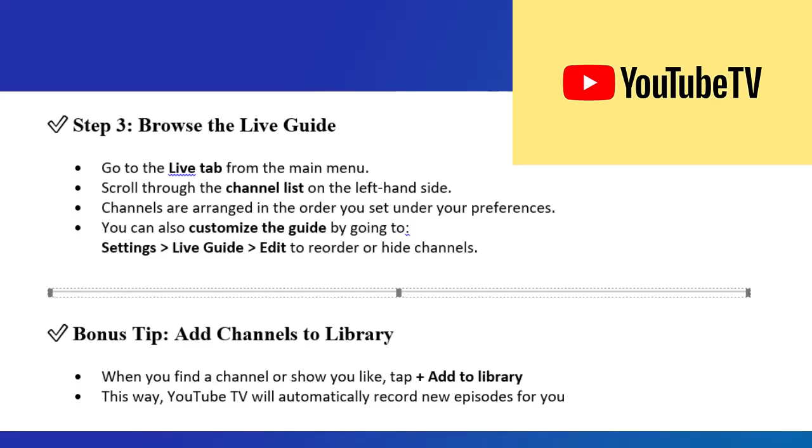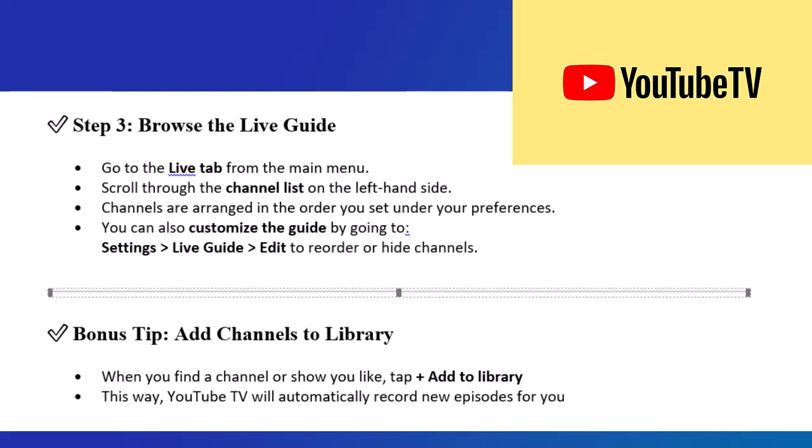Step 3. Browse the live guide. Go to the Live tab from the main menu. Scroll through the channel list on the left-hand side. Channels are arranged in the order you set under your preferences. You can also customize the guide by going to Settings, Live Guide, Edit to reorder or hide channels.